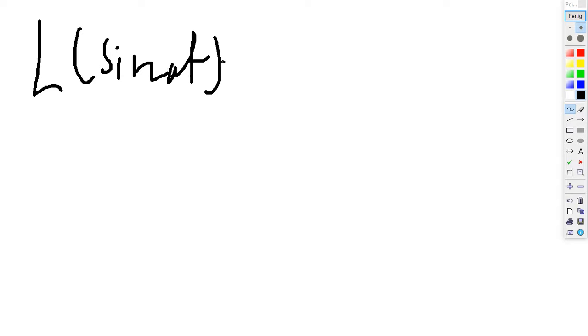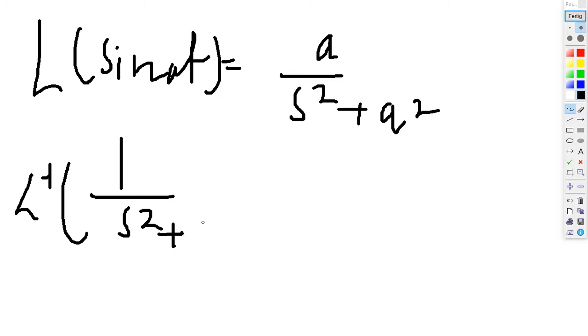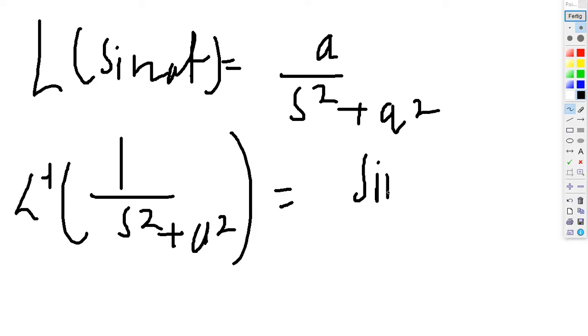Laplace of sin at equals a, any constant term, divided by s square plus a square. Its inverse, the Laplace inverse of 1 by s square plus a square, equals sin at divided by a. This is the Laplace transformation of sin at and the Laplace inverse of the sine function.